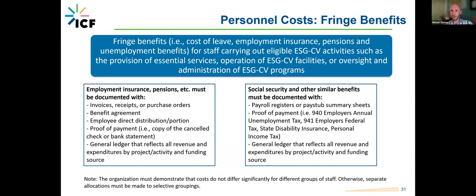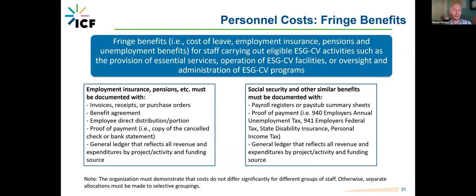And then for Social Security and other similar benefits, you need your payroll registers or pay stub summary sheets showing those expenses, proof of payment, and that can take a few different forms, but you just need proof showing that you made that payment, and your general ledger records. You have to demonstrate that the costs do not differ significantly for different groups of staff. If the costs do differ significantly for different groups of staff, then those groups have to be put in their own separate buckets, and you have to show how allocations are made for each of those buckets.